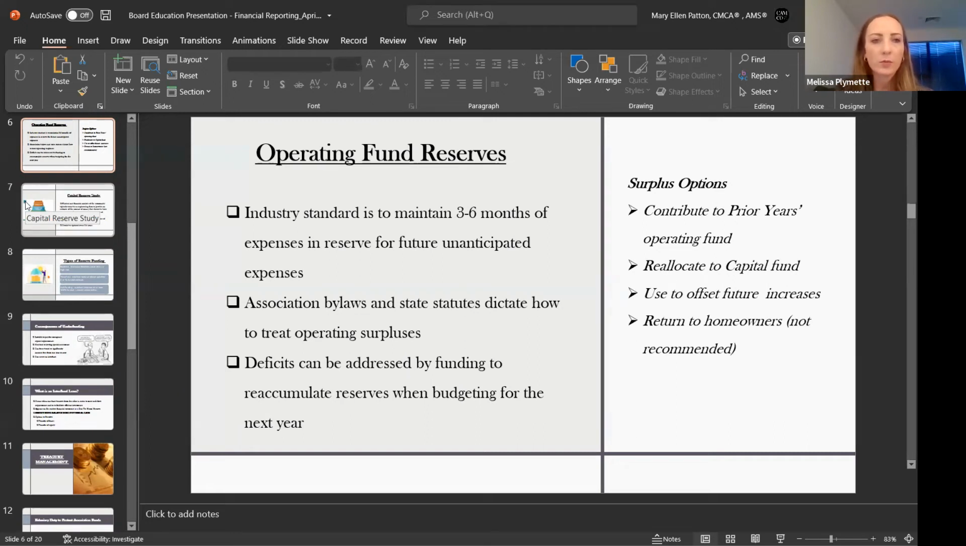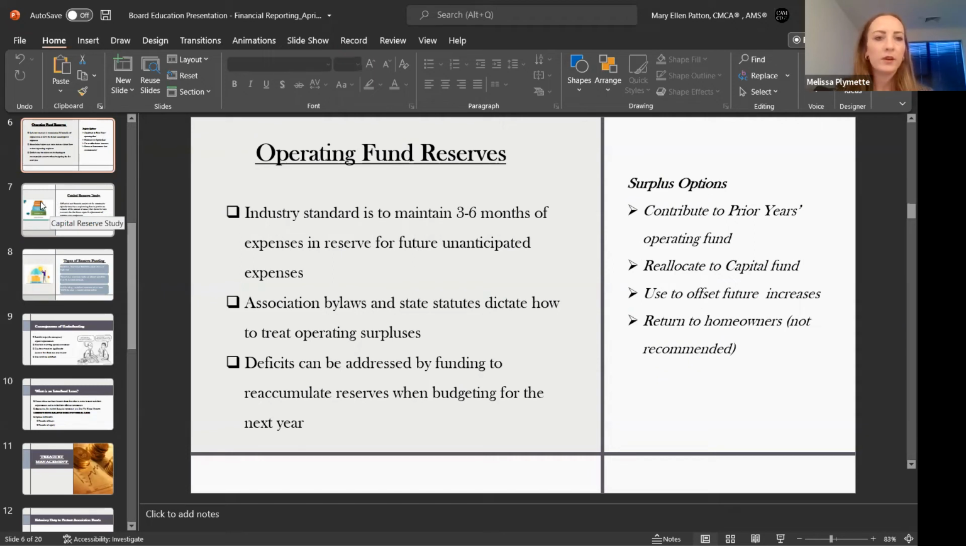The board can also pass a resolution to reallocate a portion of that surplus to the replacement reserve, if that makes sense for them. Or they could also use it to offset future assessment increases. For example, if your association has accumulated a large operating reserve and you are budget planning for the next year, knowing that you are likely going to have to increase fees, maybe a contract is expiring and is going to go up significantly.